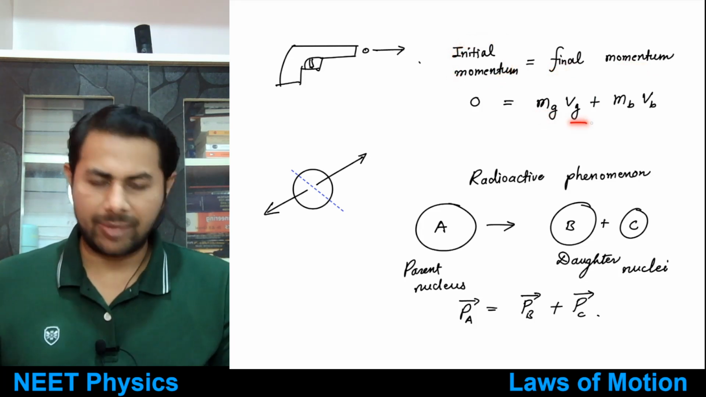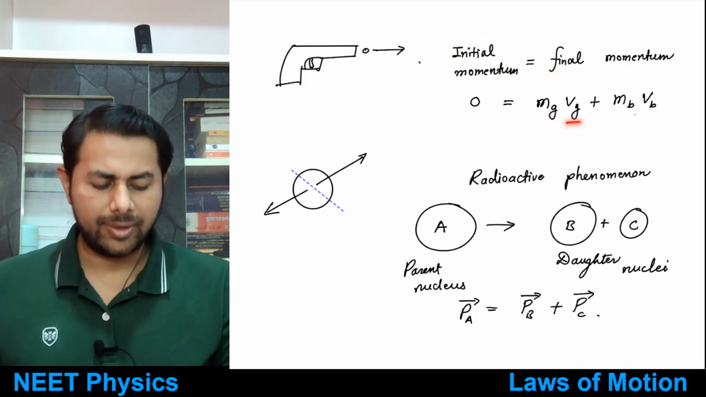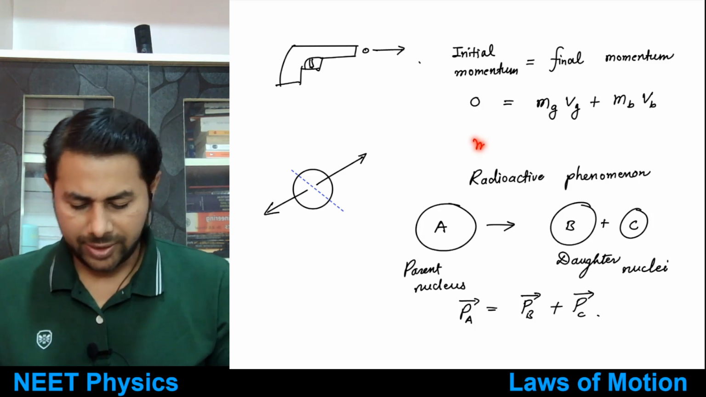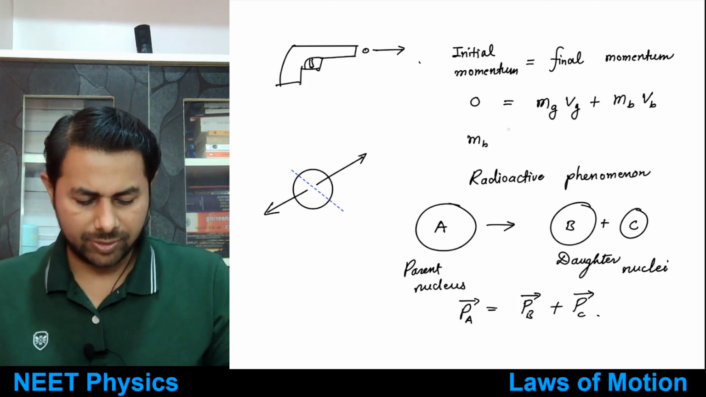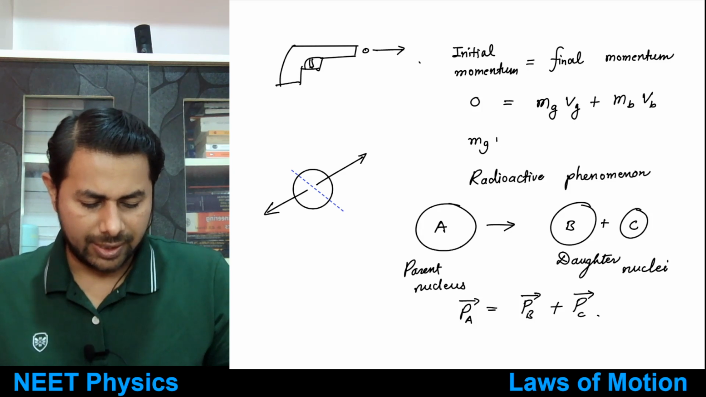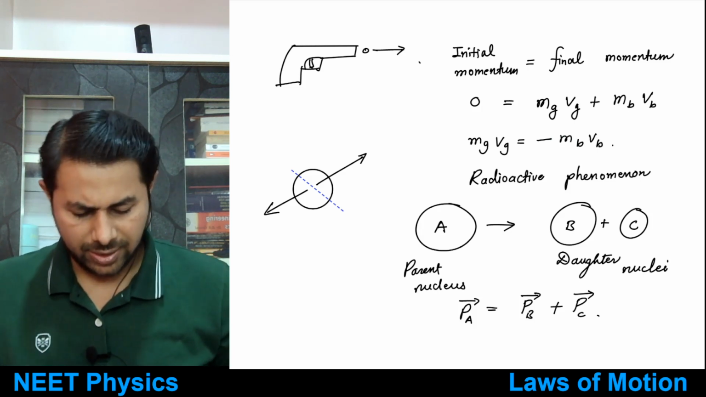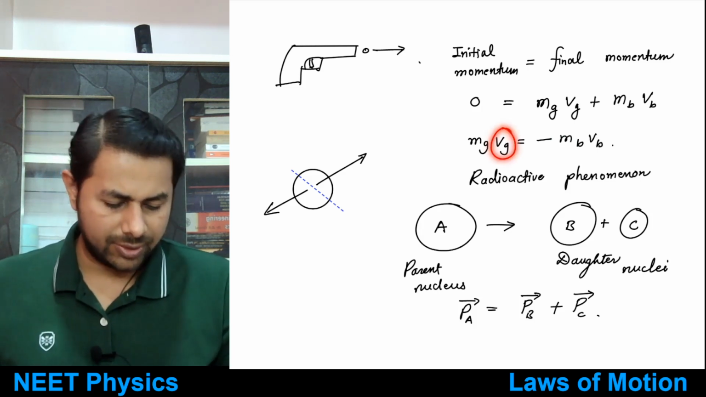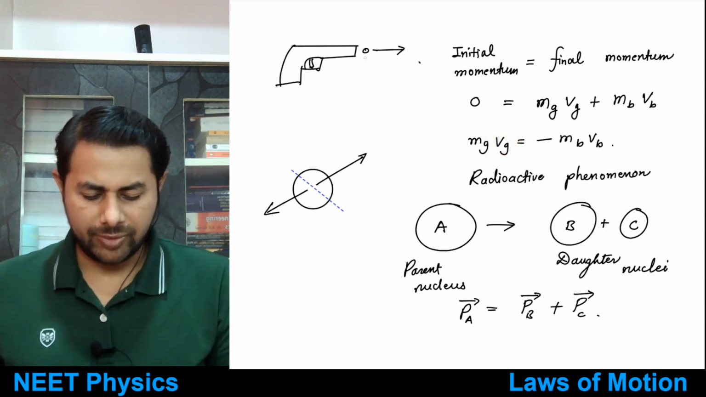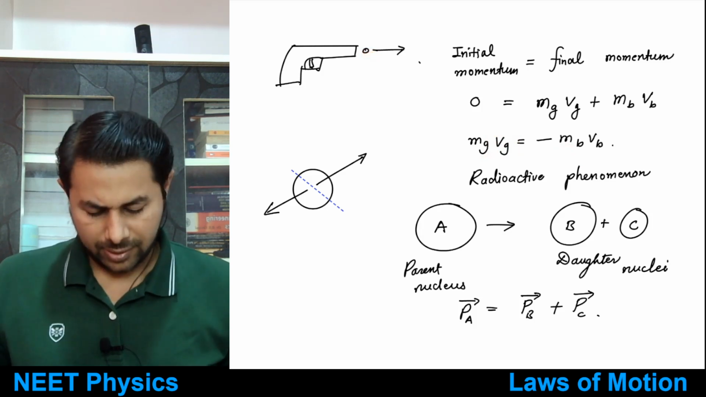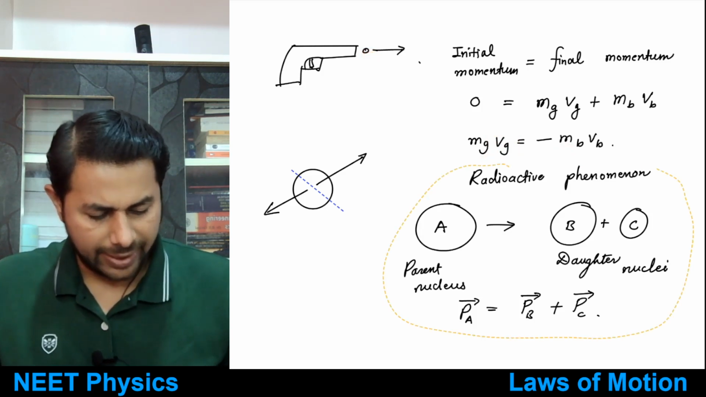Mass of gun multiplied by velocity of gun plus mass of bullet multiplied by velocity of bullet. And from this one, you can say that mass of gun times velocity of gun is just equal to minus mass of bullet into velocity of bullet, and you can find it out. You can find out the velocity of the gun, right, given the velocity of the bullet and the masses of those two things. Okay, so this is one example.